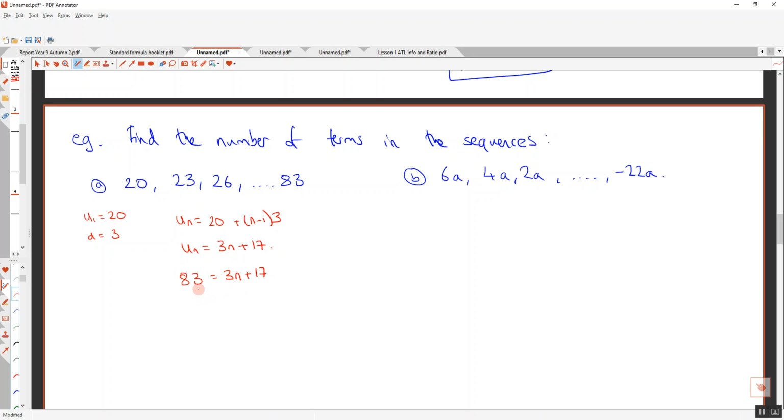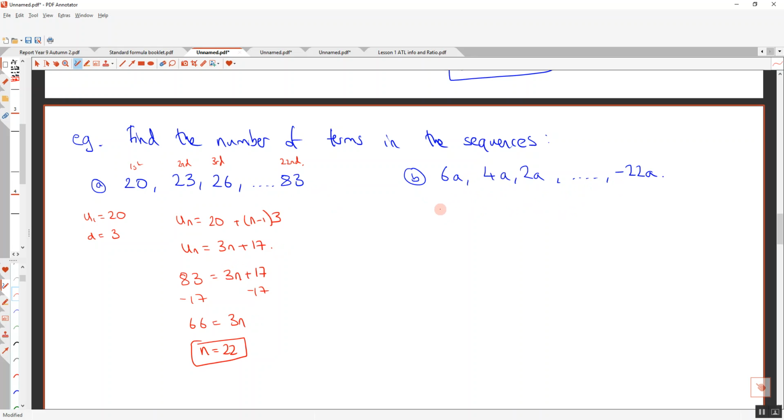And then quickly talk me through it. So subtract 17, you get 66. And then divide by 3, you get 22. Good. Is that all okay with everyone? Good job. So it's the 22nd term, okay? So this is my first term, second term, third term, all the way up to the 22nd. And of course you can check it just by subbing it back in and you get 83 out, okay?